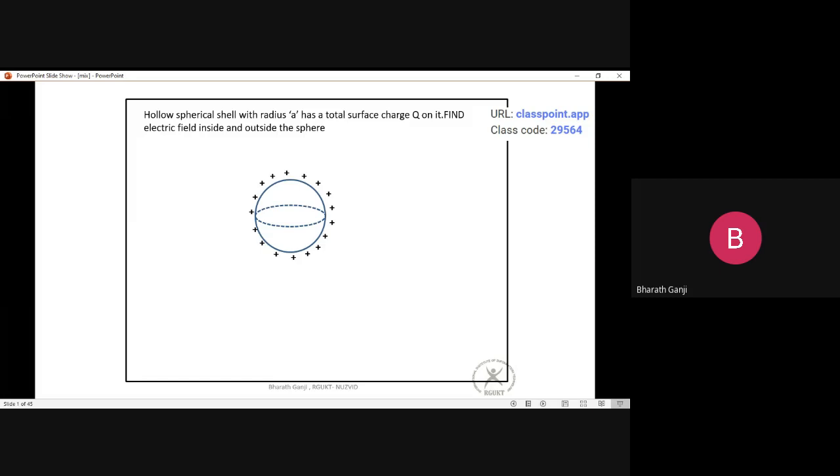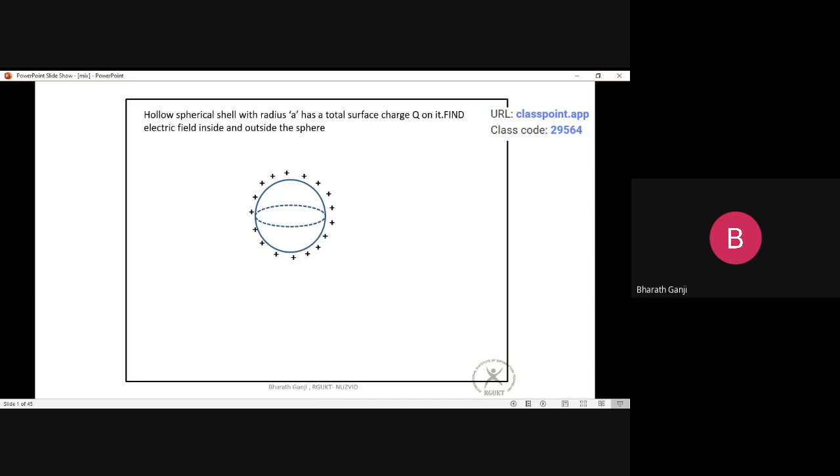There is a sphere, and you can see it is a hollow sphere. That means it's a metallic sphere, and inside the sphere there is no material. If there are positive charges distributed uniformly around the spherical surface, then what is the electric field inside the sphere and what is the electric field outside the sphere?